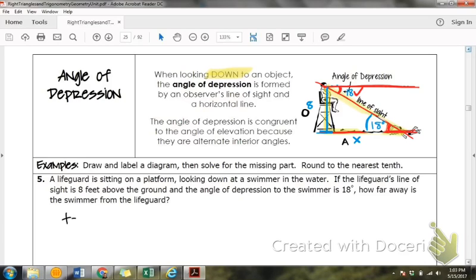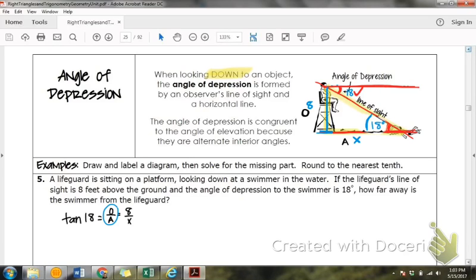Is it tangent of 18 equals x over 8? It's opposite over adjacent. So which one's opposite? 8. 8 over x. Remember, guys, you can always do this part where you write your O over A to make sure you don't get it wrong.